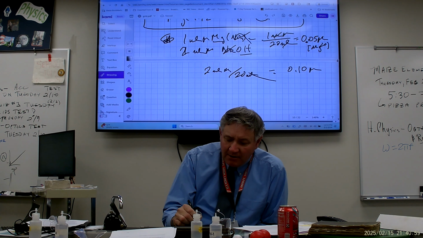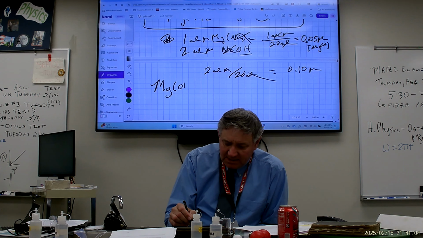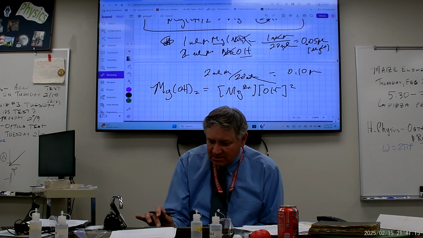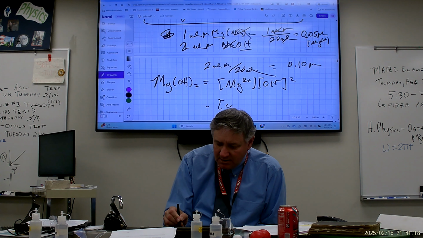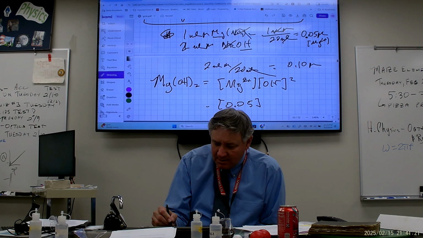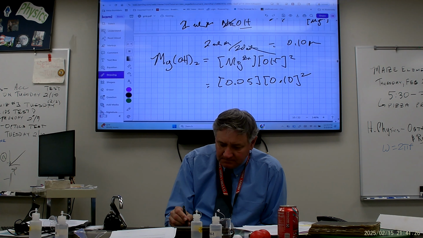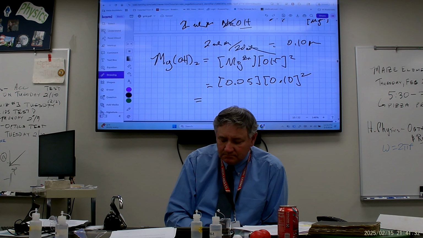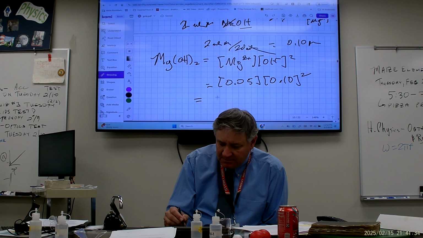Now, here's the deal. Now I need to calculate my Qsp. So my Qsp for magnesium hydroxide is going to be my magnesium ion concentration times my hydroxide ion concentration squared. So in this situation, I'm going to take 0.05 and multiply that by 0.10 squared. Five times 10 to the negative something. 5 times 10 to the negative 4.